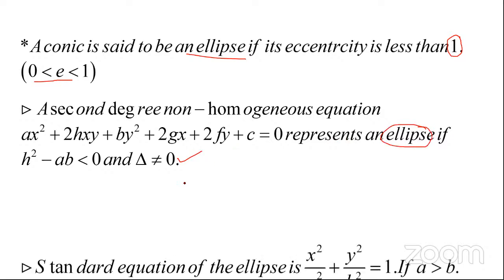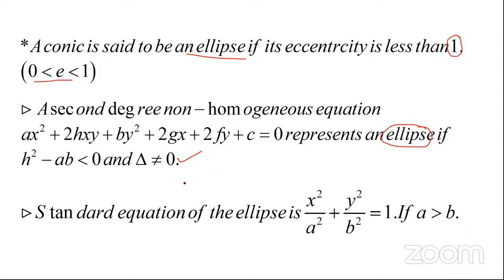If this condition is satisfied, that will be called an ellipse. Next, the standard form of the ellipse is x square by a square plus y square by b square equal to 1, where a is greater than b. So this is the standard form of the ellipse.